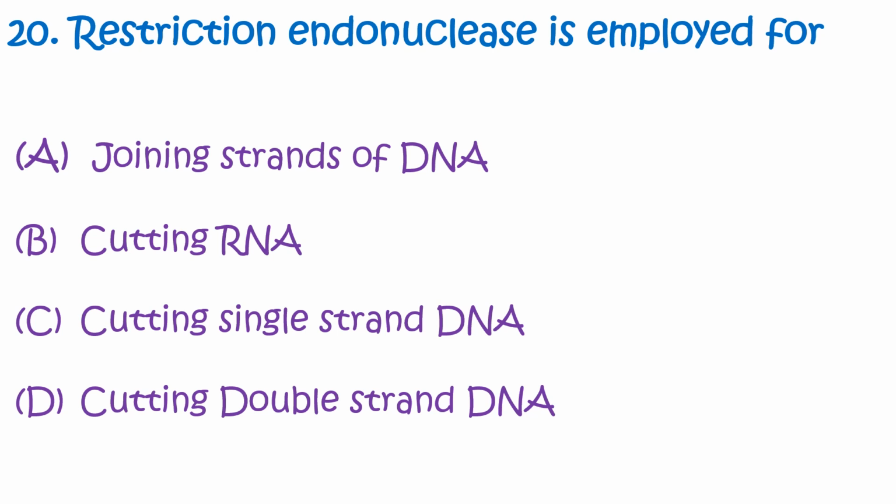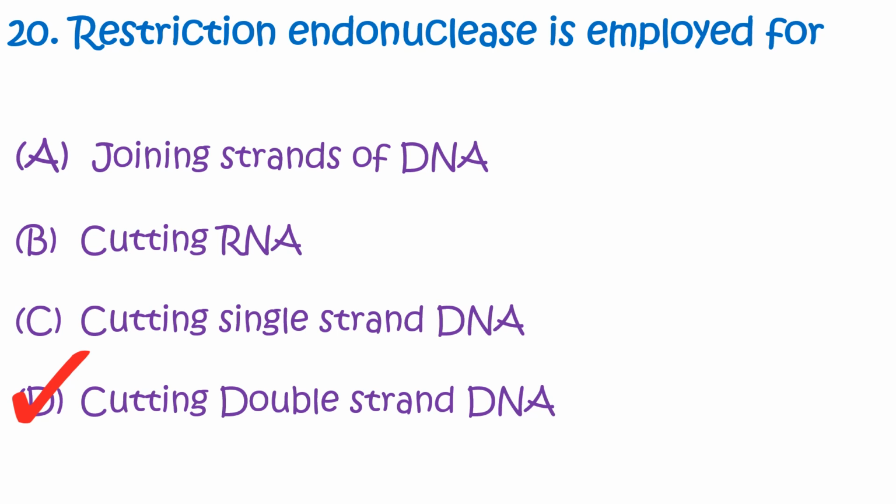Question number 20. Restriction endonuclease is employed for: option A, joining strands of DNA, option B, cutting RNA, option C, cutting single strand DNA, option D, cutting double strand DNA. And the correct answer is option D, cutting double strand DNA. Restriction endonuclease is also known as restriction enzymes, which are specific in nature and are specifically employed in cutting of the double strand DNA.